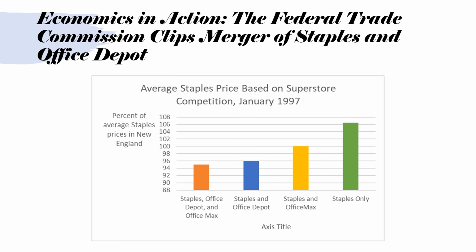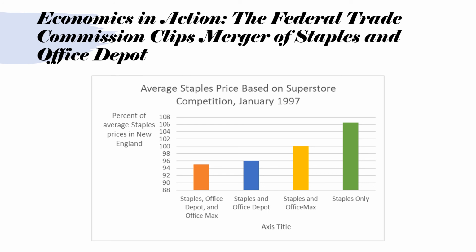To help illustrate this point, particularly about antitrust, I want to return to the potential merger of OfficeMax and Staples, and we can see how this was viewed by the agencies that monitor this. On September 4, 1996, Staples and Office Depot announced that they planned to merge.